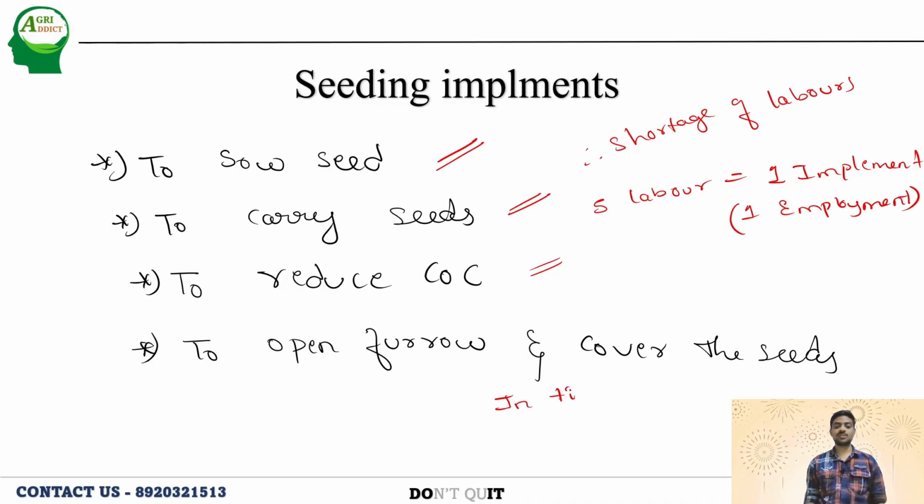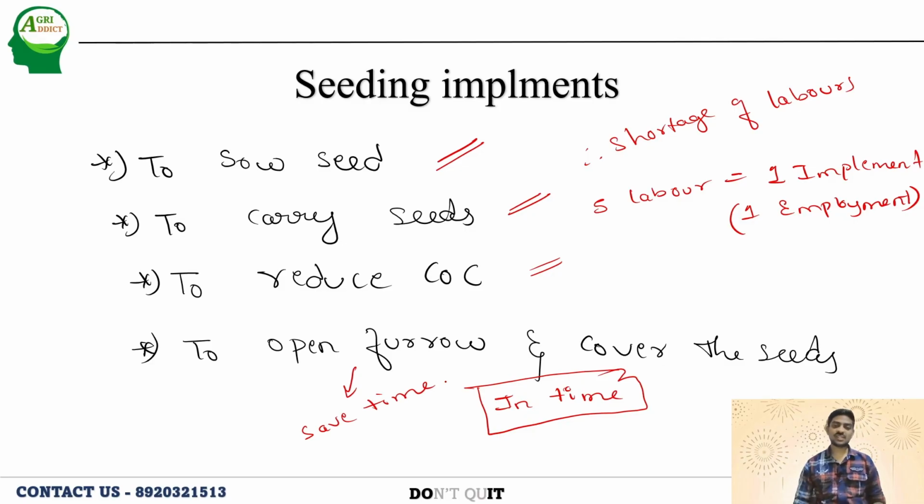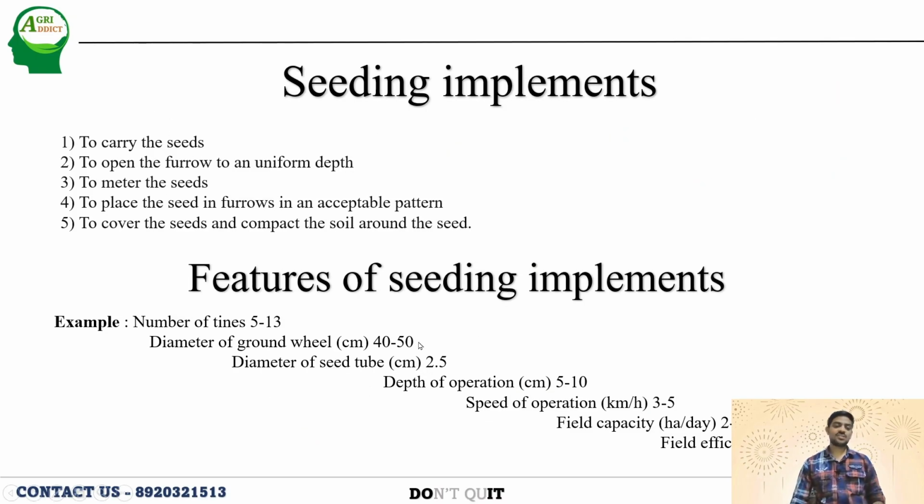We are supposed to complete the sowing operation in time because the rain is not in our hands, right? If you sow very soon or in time, the seed germination will be good. And to open the furrow and cover the seeds, it is time consuming if you appoint laborers to do this work. But seeding implements can do this work very fast and save time. These are the reasons why we are going for seeding implements, and we have already discussed all these things.